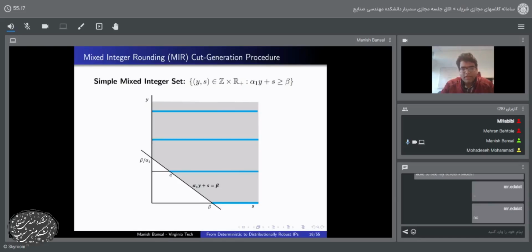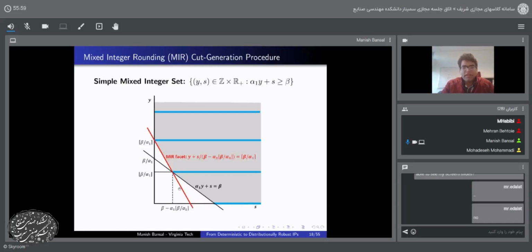In order to derive this inequality, or in this case, this line passing through these 2 points, I can use very simple high school math. Let me compute these 2 points. What will be this point? This point is ceiling of beta by alpha 1, or round up, because I'm interested in the integer value. And for this point, since the y component here is floor of beta by alpha 1, I can substitute y up here and get the value of s. So s will be beta minus alpha 1 times floor of beta by alpha 1. Knowing these 2 points, I can very easily compute the equation of this line, which is as follows. And essentially, this is referred to as a mixed integer rounding inequality.